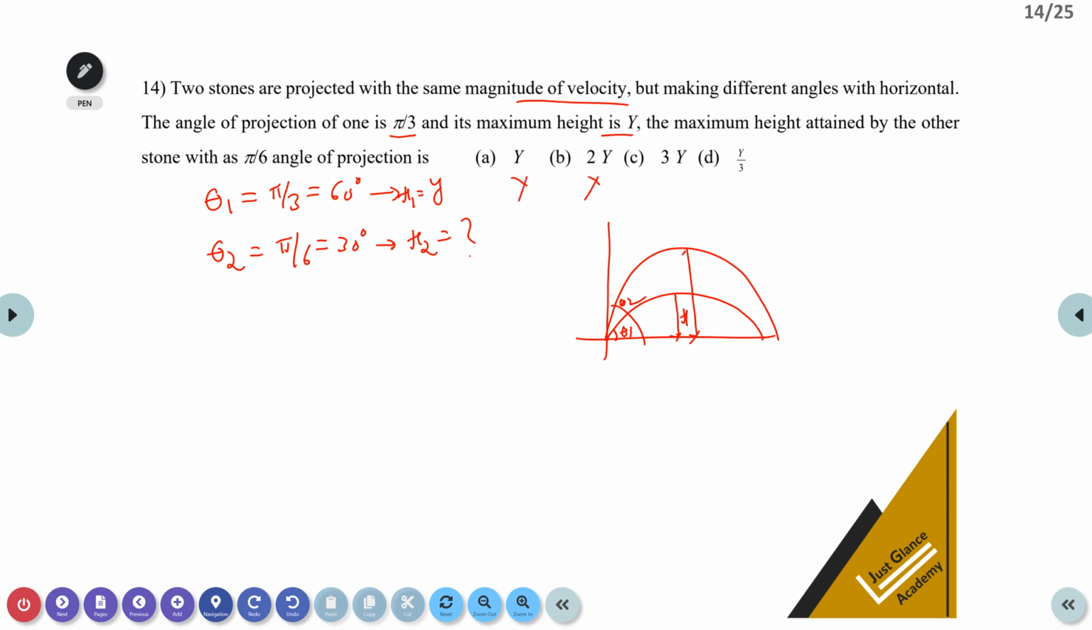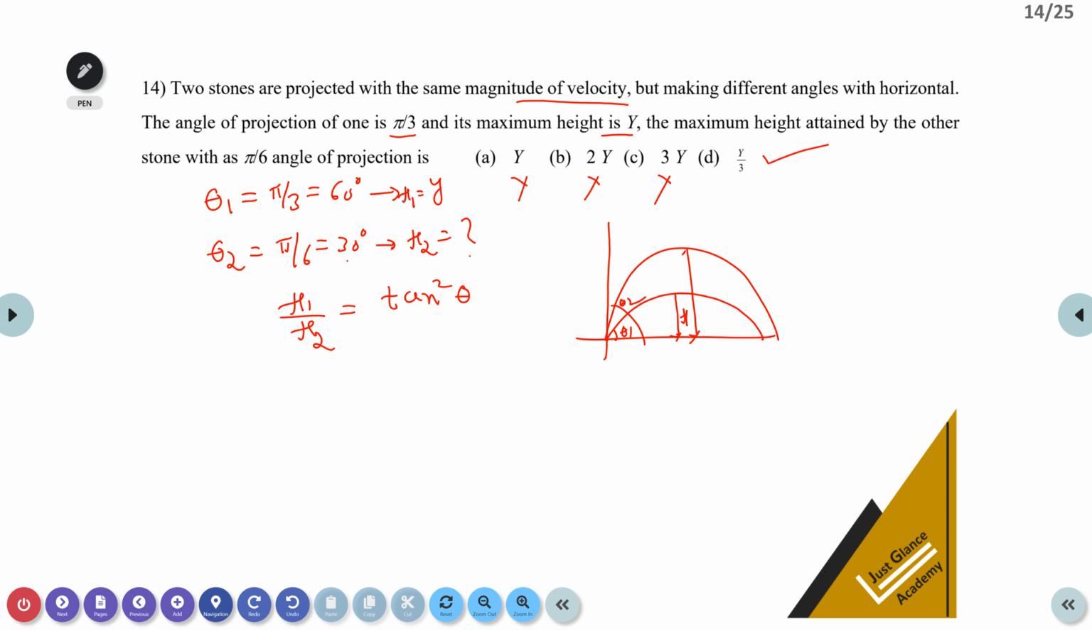This must be Y by 3. Now, if you want to calculate here, these two are complementary angles: 60 degree and 30 degree are complementary angles. Another method we can do: H1 by H2 equal to tan square theta.